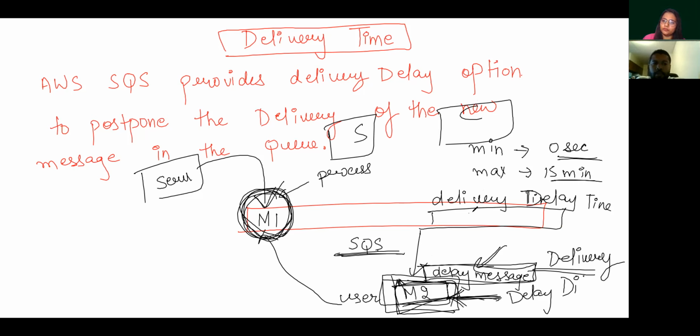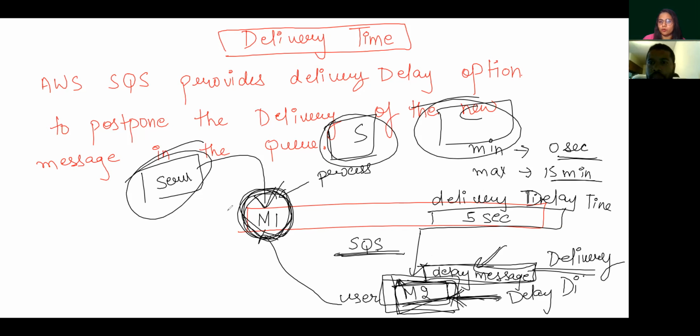Say you have set it to 5 seconds. So for 5 seconds, no server will be able to see message 2. They will only be able to see message 1. They will never be able to see message 2. So you can say that's the delivery time that the server can see the message.